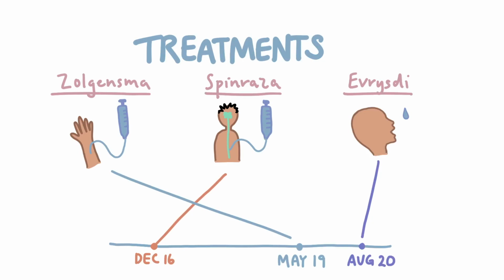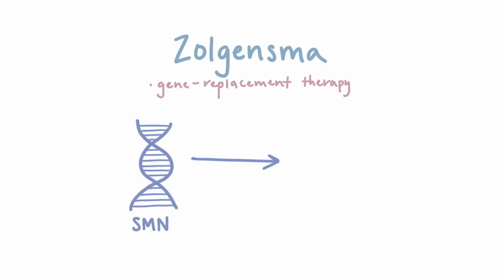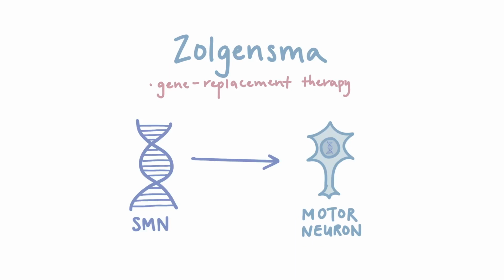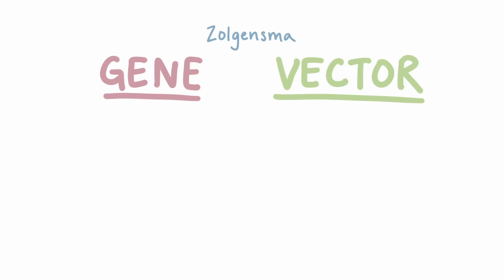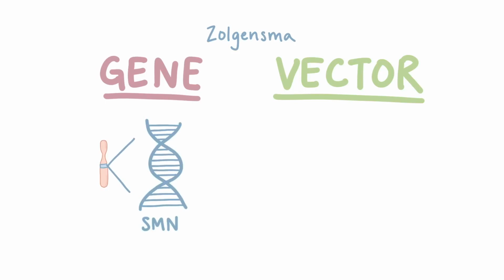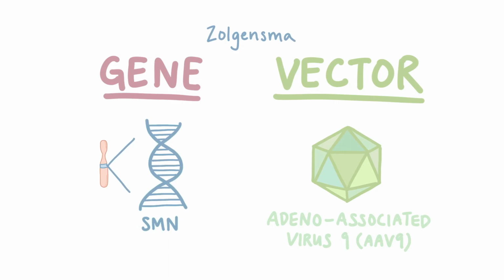So how do these different treatments work? Zolgensma is a gene replacement therapy which delivers functional SMN1 genes to motor neurons. Zolgensma is made up of 2 parts, the gene and the vector. The gene is a functional human copy of the SMN1 gene. The vector is made from adeno-associated virus 9, or AAV9. The viral DNA is removed and replaced with the SMN1 gene.